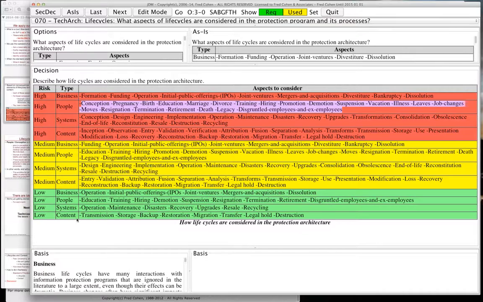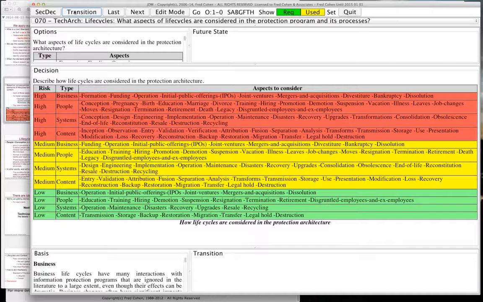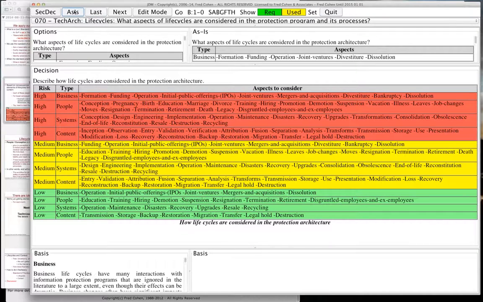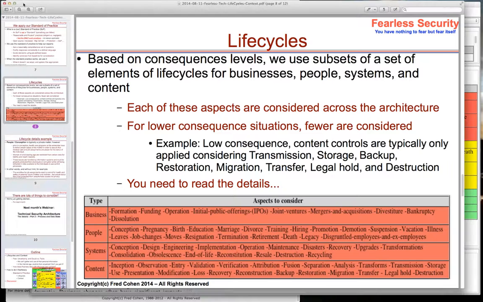But if it's a low consequence situation, we don't use the same thing. We might use education, training, hiring information, facts about whether somebody's been demoted, suspended, resigned, terminated, retired, and look for disgruntled employees and ex-employees. And we track those elements when the consequences are low enough. And so what we do is characterize what enterprises do up in the as-is area. And then depending on what study we're doing with them, we might look at the gap analysis or a desired future state or a transition plan and so forth. So that's just how we undertake to do that.